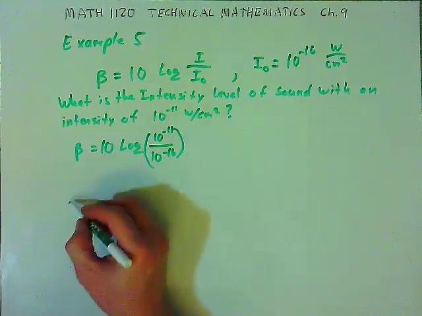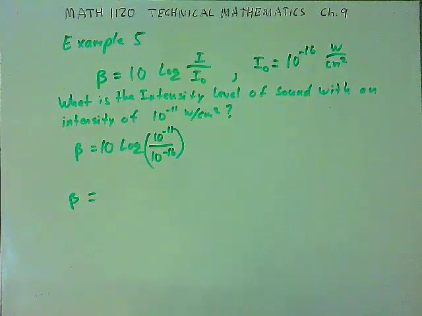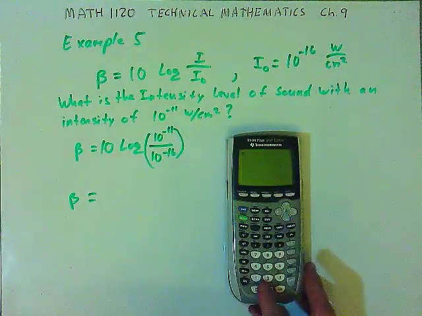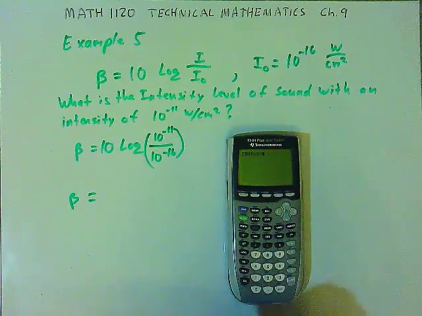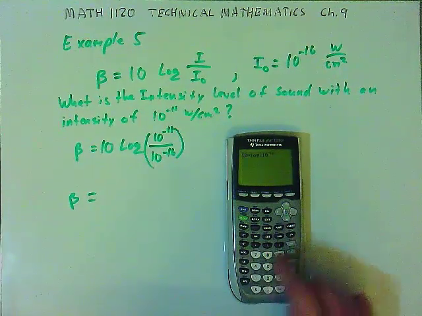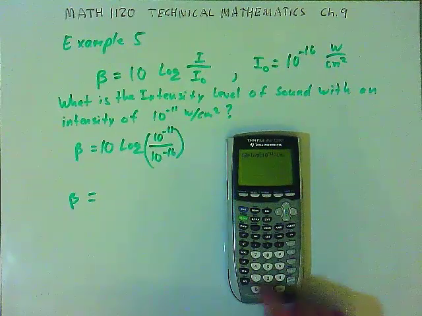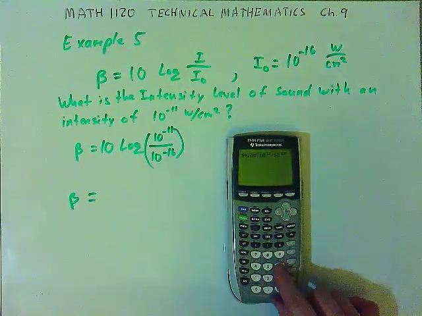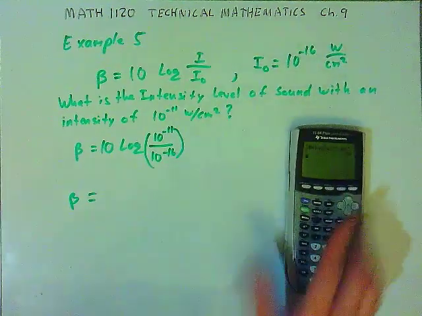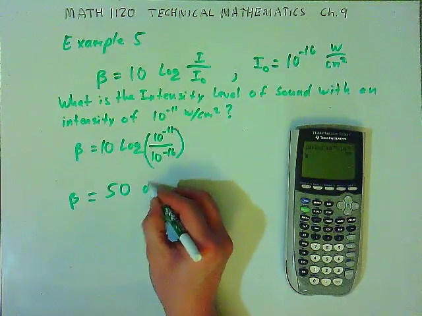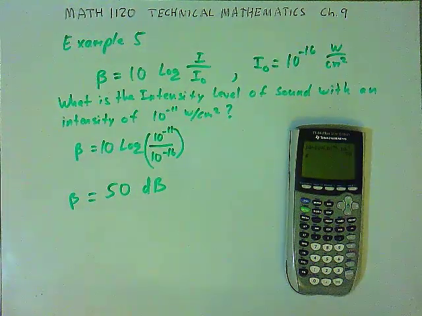And so again, we can use our calculator to do this. We will type in 10 times the logarithm of 10 to the negative 11th divided by 10 to the negative 16th. And we get 50. And this number is measured in decibels. So this is the intensity of the sound measured in decibels. Like a jet engine is like 120 decibels, right? So that's loud enough to hurt your ears, is usually considered 120. 50 decibels is relatively not very loud.